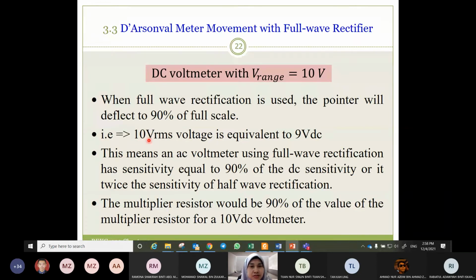For example, if the signal is 10 V RMS AC, or 10 VAC, it is equivalent to 9 volts DC. This means an AC voltmeter using full rectification has a sensitivity equal to 90% of the DC sensitivity, or twice the sensitivity of half-wave rectification. The multiplier resistor would be 90% as well of the value of the multiplier resistor for a 10 VDC voltmeter.